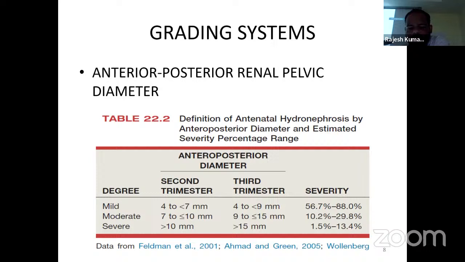In the moderate degree of antenatal hydronephrosis, the anterior posterior diameter in the second trimester is between 7 to 10 mm, and in the third trimester between 9 to 15 mm. In the severe degree of antenatal hydronephrosis, the anterior posterior renal pelvis diameter is more than 10 mm in the second trimester and more than 15 mm in the third trimester.